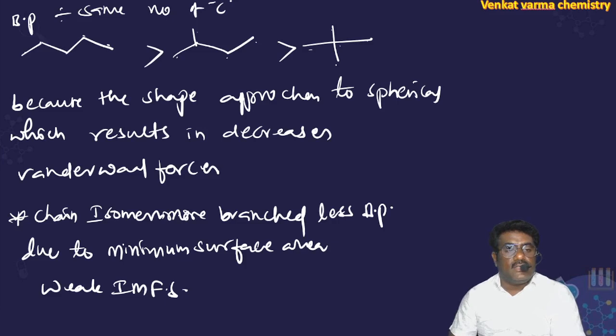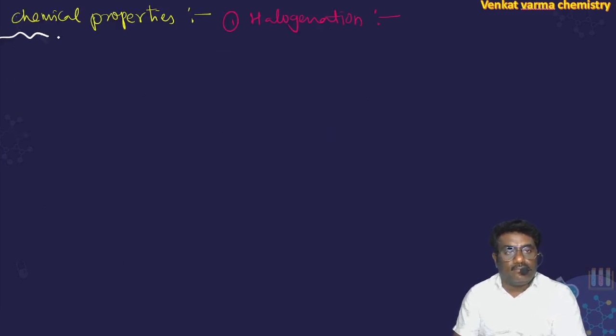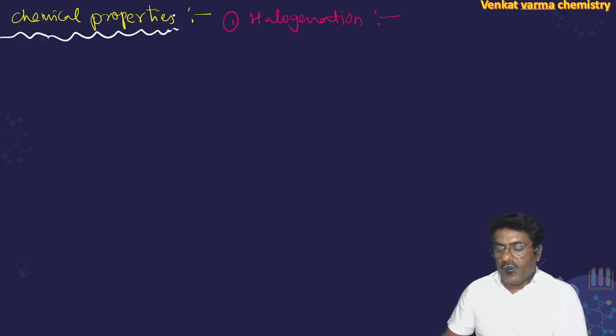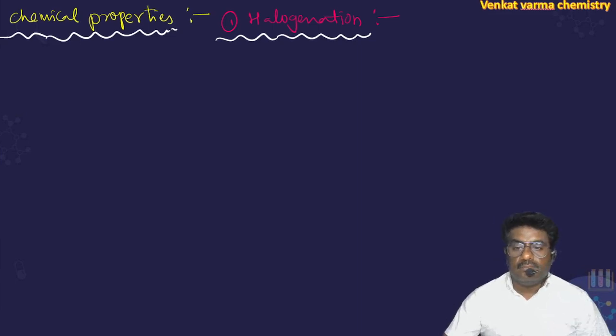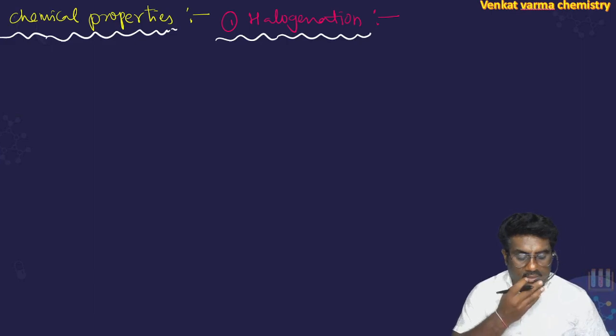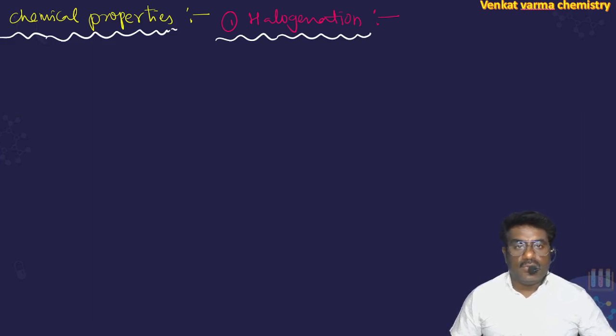I will look at the next one: chemical properties of alkanes. In the chemical properties of alkanes, the first one is halogenation.